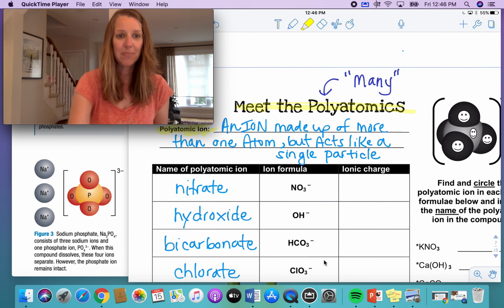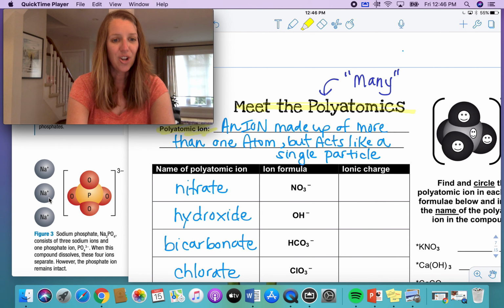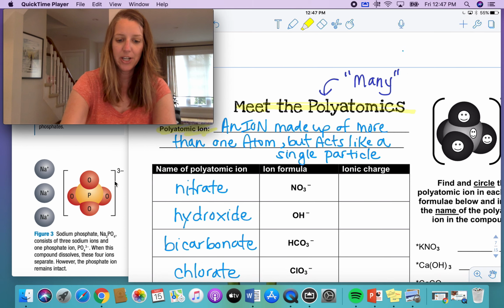Okay, there's a picture down below from the textbook. This actually shows you what it looks like right here. So if you were to make a compound, and this is what we're going to do, it's called sodium phosphate. This is a group of atoms that together have an overall charge of 3 negative, and that polyatomic ion is called phosphate. So you would make a compound with sodium and phosphate. You, of course, would need 3 sodiums and 1 phosphate to make that neutral compound. Okay?